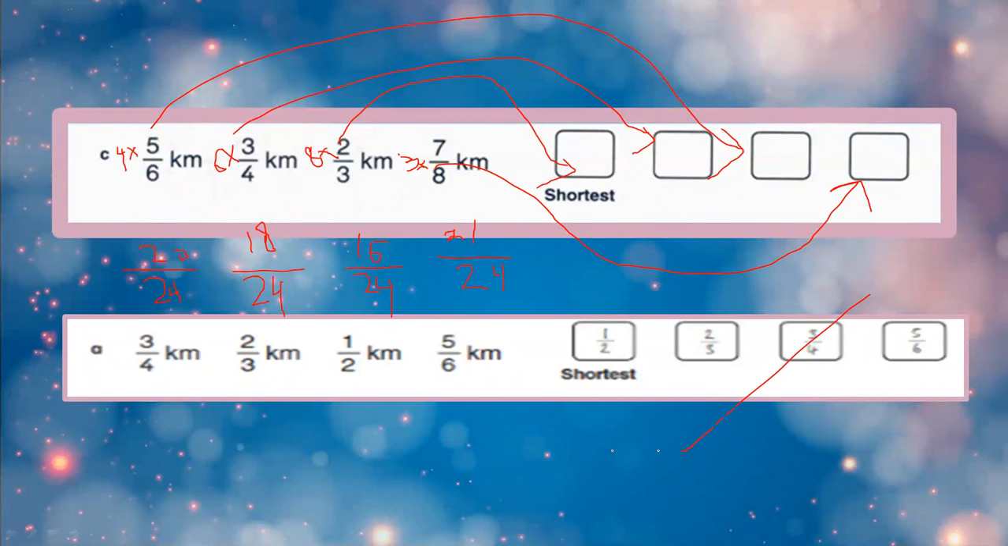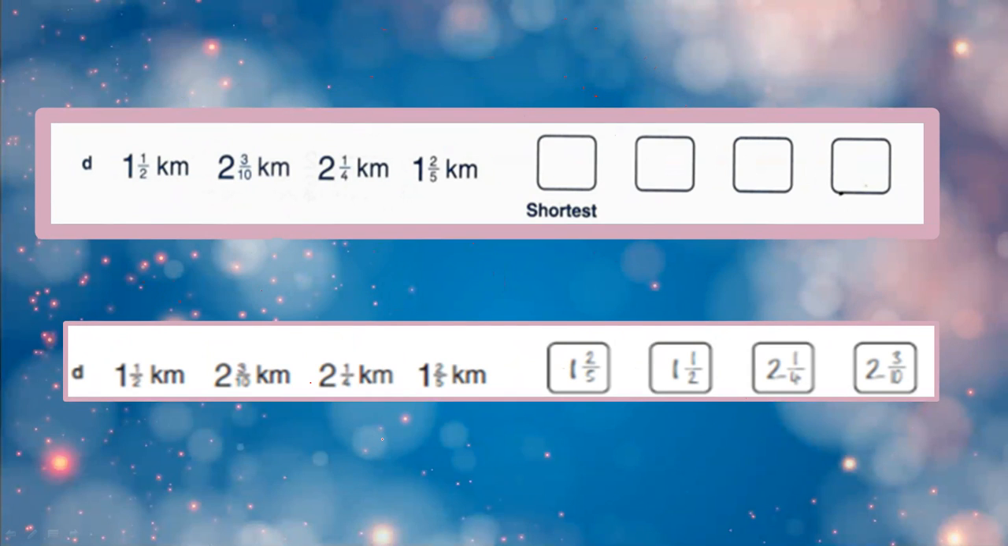We are not following the key. You have to do it on your own. What about the D part? It's the same. You know what you have to do here? A very small method you can use. Look over here, 1 and 1 are given to you, and 2 are given to you. It means what is the shortest one? 1 is the whole number.